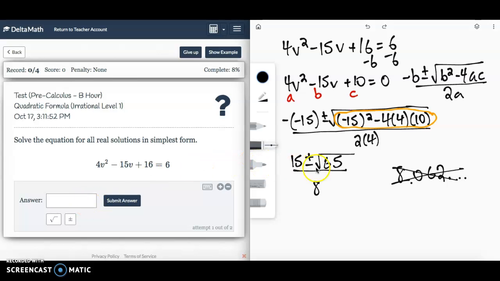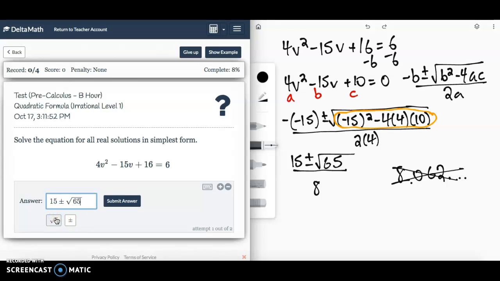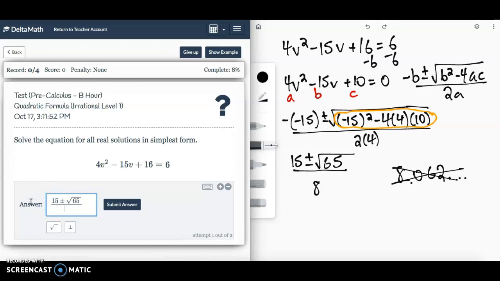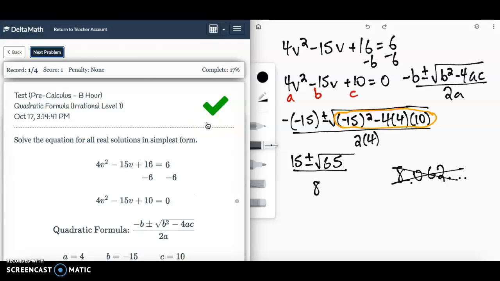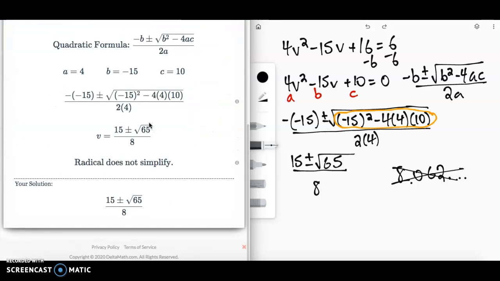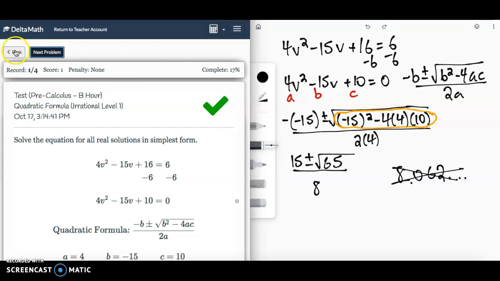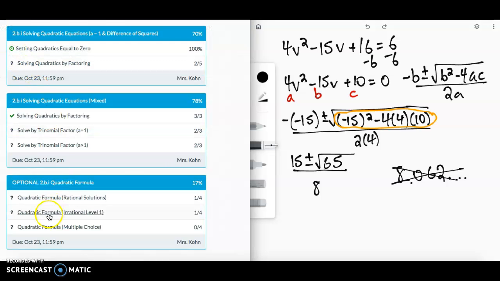So what we're going to do is we're going to just type this straight into here. So it'll be 15, and then they give you a little plus minus symbol. Square root, they give you a little square root symbol, 65. I'm going to do all of that over 8. And there we go. Perfect. All right, let's go look at the last type of problem you could see.